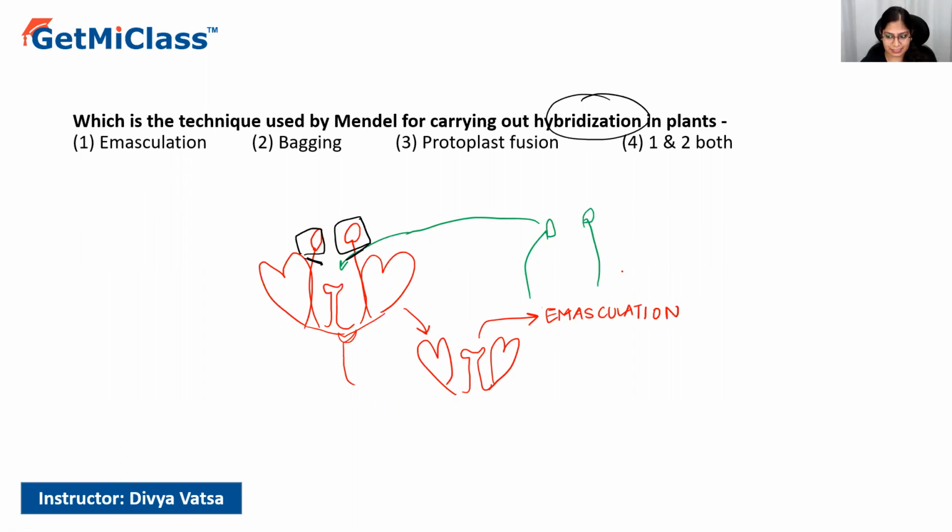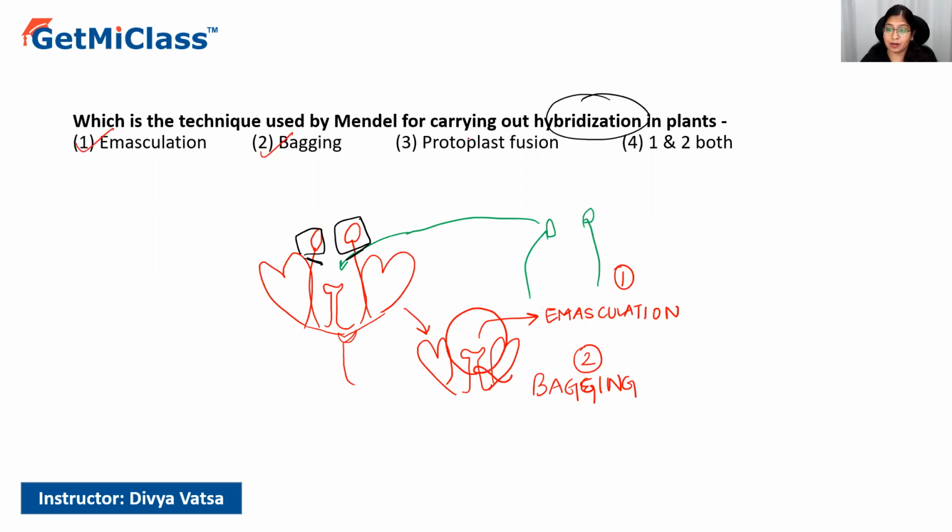So this is the first thing. And after emasculation, there should not be any contamination of any other pollen grain. So what do we need to do? We need to put a bag on this stigma. This is the second step, called bagging. So emasculation and bagging is done. This is what Mendel used, emasculation and bagging.